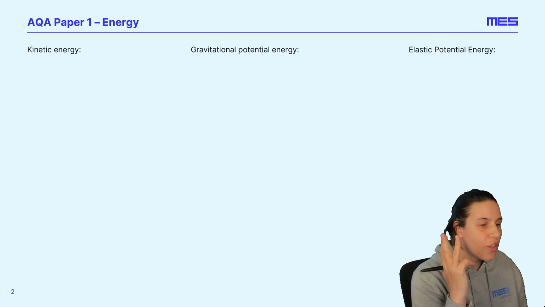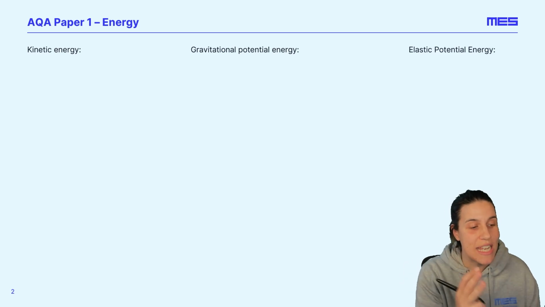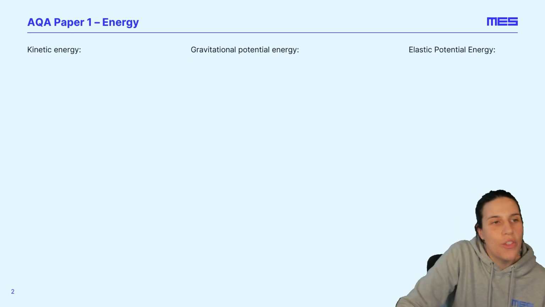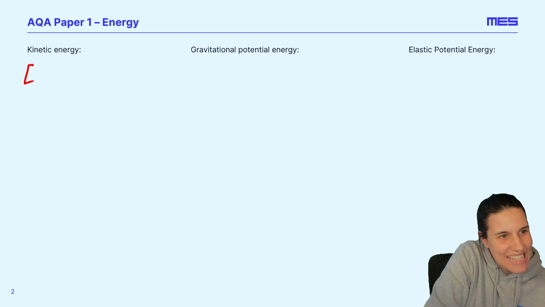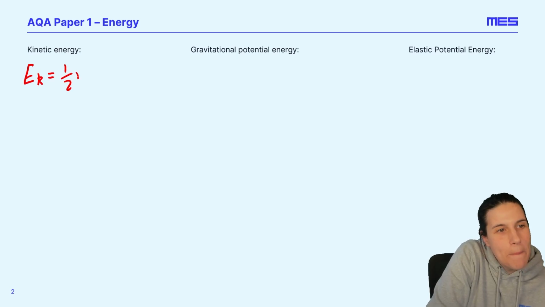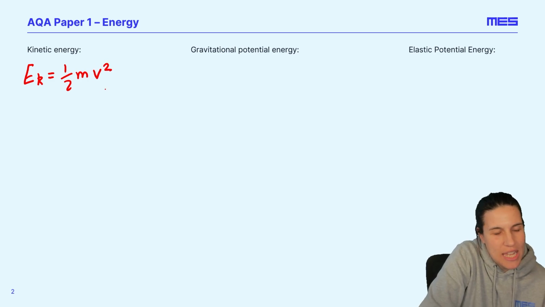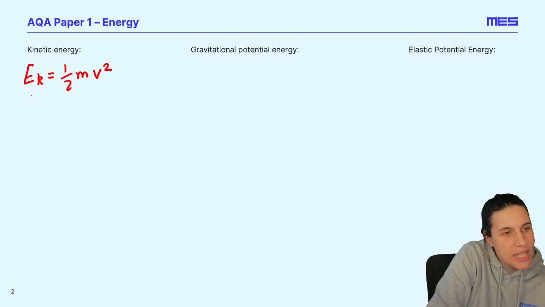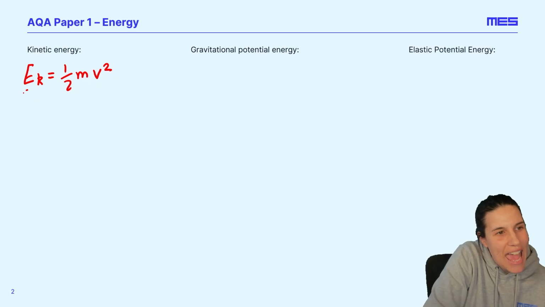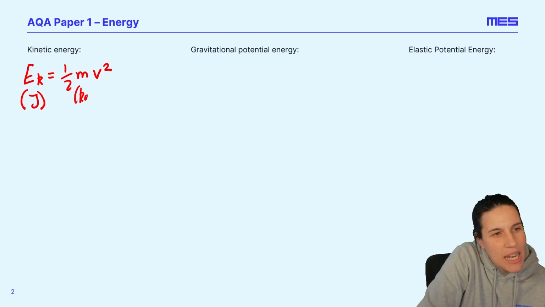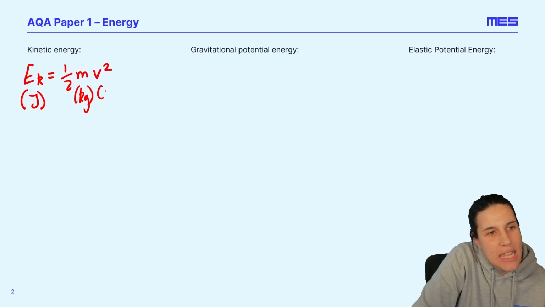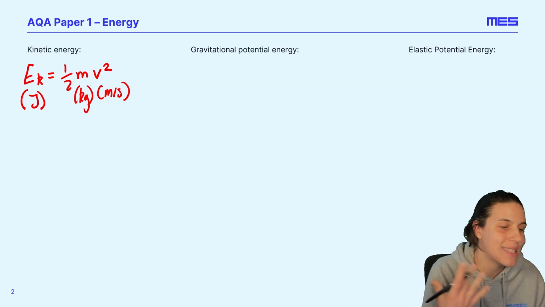Right, so there are 3 types of energy that you need to know the equation for. The first one is kinetic energy, and the equation is kinetic energy is equal to half multiplied by the mass of the object multiplied by the velocity squared of the object. Now, kinetic energy, because it's an energy, we measure it in joules. Mass is measured in kilograms, and velocity is measured in meters per second.